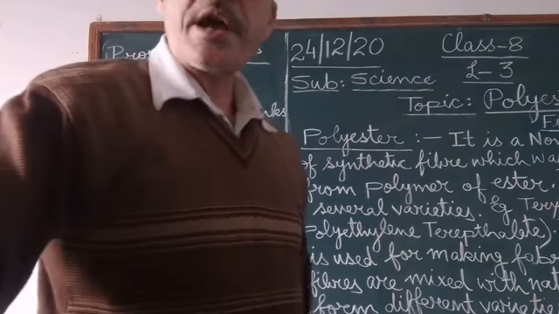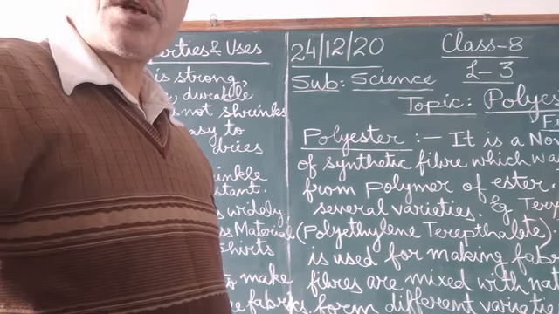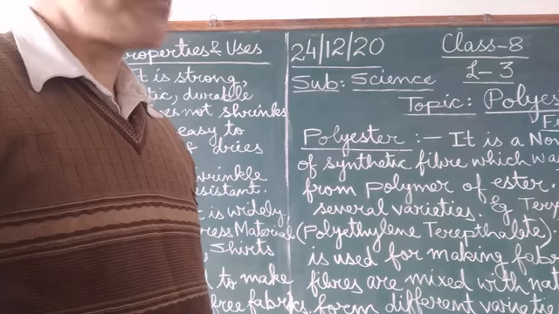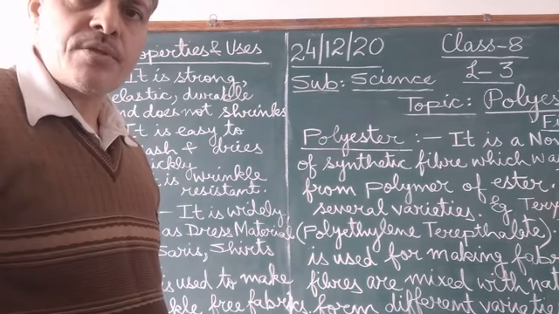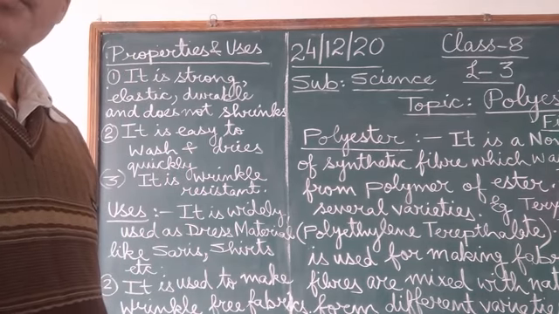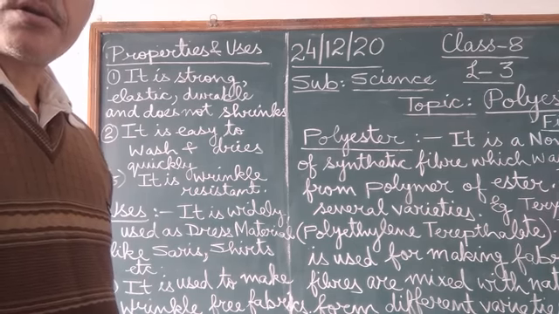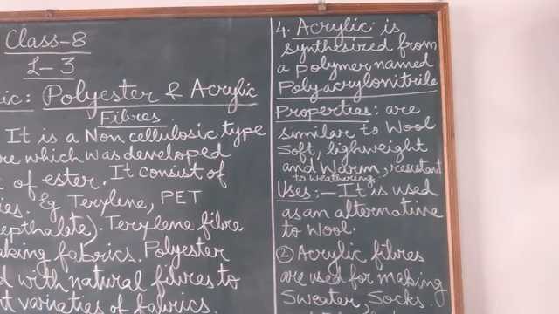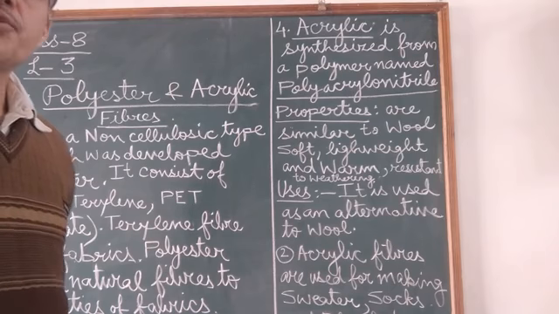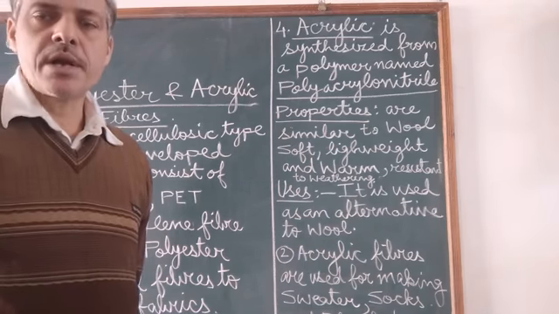Now the next and the last type of synthetic fiber about which I am going to tell is the acrylic type of synthetic fiber. And this acrylic type of synthetic fiber is prepared from the polymer named polyacrylonitrile. So this acrylic type of non-cellulosic synthetic fiber is developed from the polymer named polyacrylonitrile.